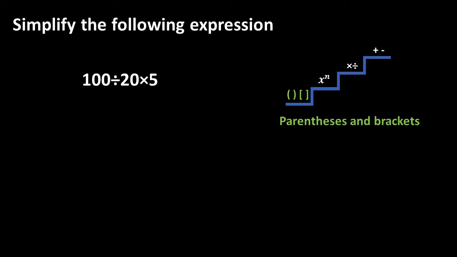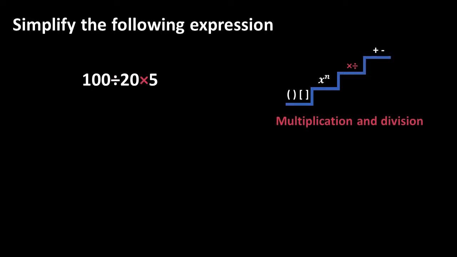Here's an example. We have to simplify 100 divided by 20 multiplied by 5. We'll keep the figure here to remind us of the steps. The first step is to look for parentheses and brackets. Do we have any? No. So we can move on to the next step. Do we have any exponents? Again, we don't. Do we have any multiplication or division? Yes. We have the division sign between 100 and 20 and the multiplication sign between 20 and 5.